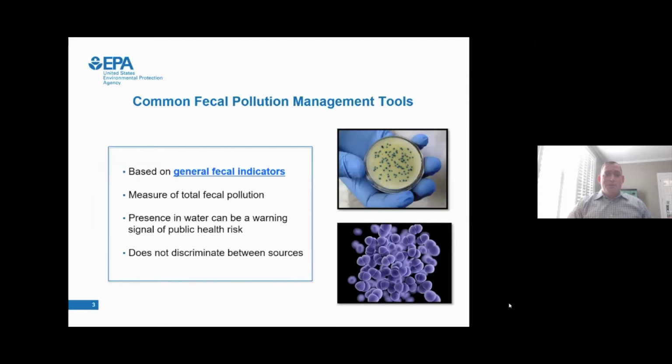Fecal pollution is typically monitored using a general fecal indicator. These are things such as E. coli or enterococci. These are microbes harbored in the gut and shed by most animals. So when you measure this in a water sample, it's giving you an estimate of the total level of fecal pollution. This information can be valuable because it tells us when there's fecal pollution present, and also if the level is at a point where it might signal a public health risk. What it doesn't do is discriminate between pollution sources.